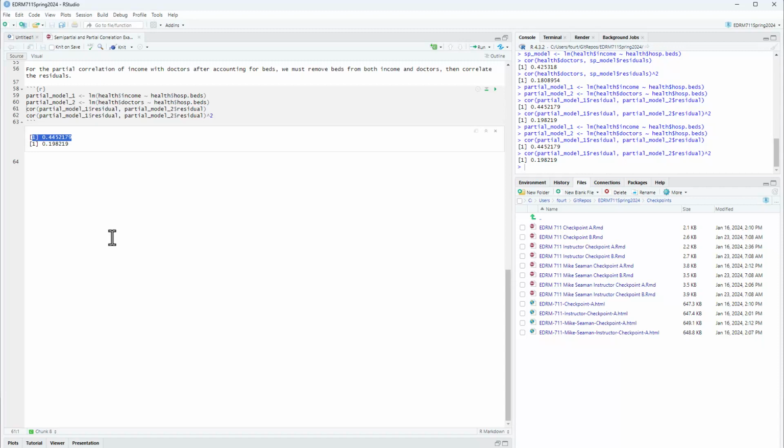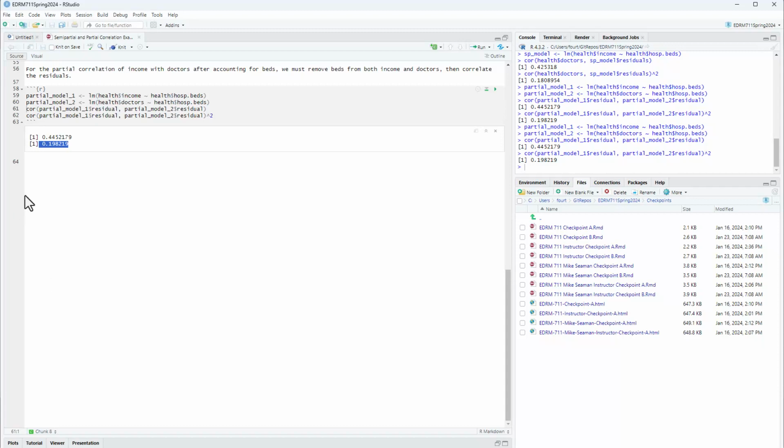That's the correlation or the partial correlation of income with doctors. Why partial? Because beds has been removed. We also have the partial coefficient of determination. That is the partial squared. The partial coefficient of determination, or partial squared, is about 0.20. What does that tell me? About 20% of the variation in physicians after beds has been removed can be accounted for by income after beds has been removed from income.